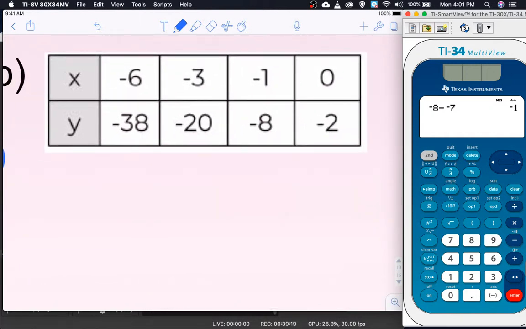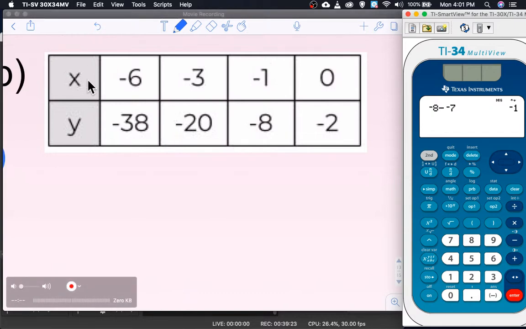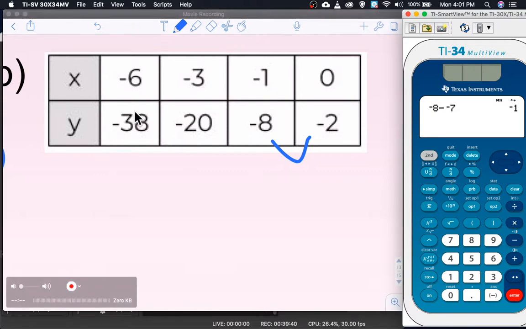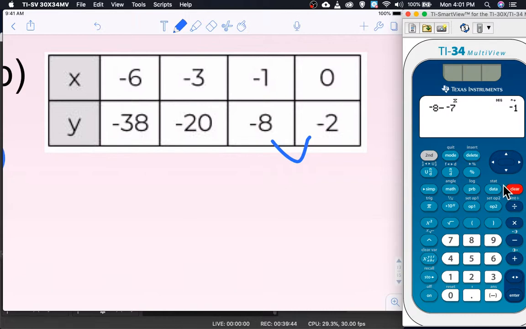Like letter B here. Lots of negatives. Lots and lots of negatives. But also look at your table. Now, x's are here across the top, and y's are across the bottom. So I would pick these 2 points because the numbers are smaller. I don't want to deal with negative 38 if I could deal with a negative 2. I like to pick small numbers. The math's easier to do in my head.